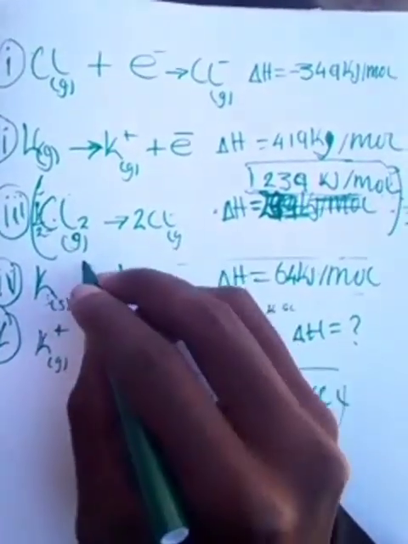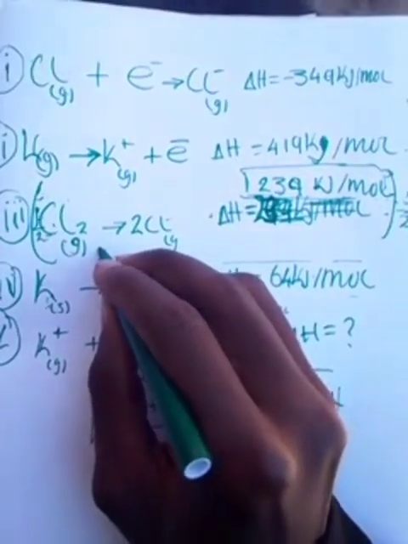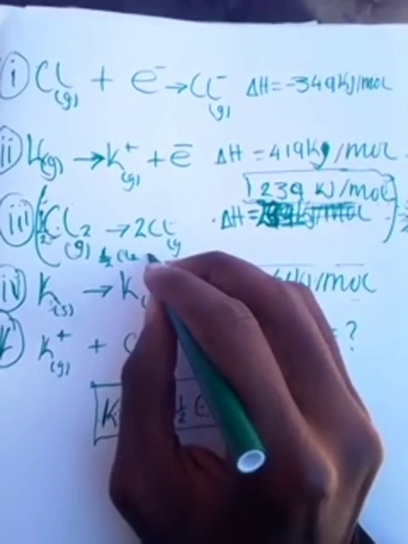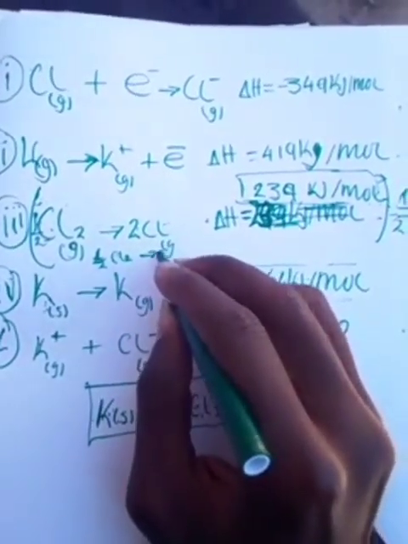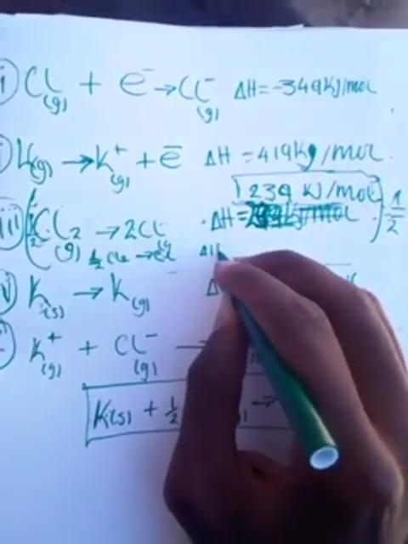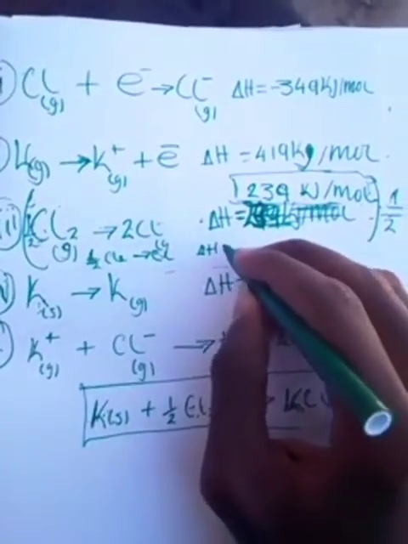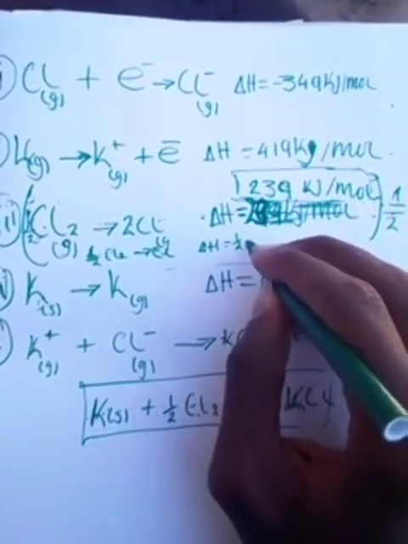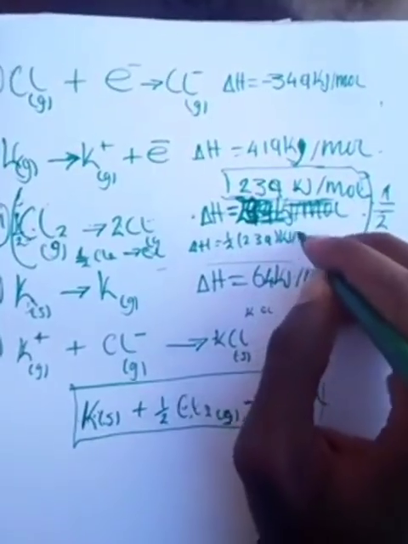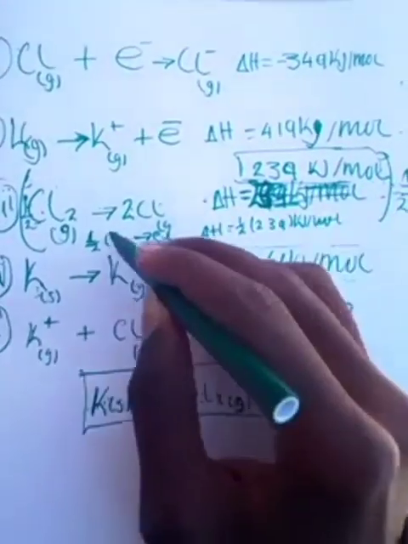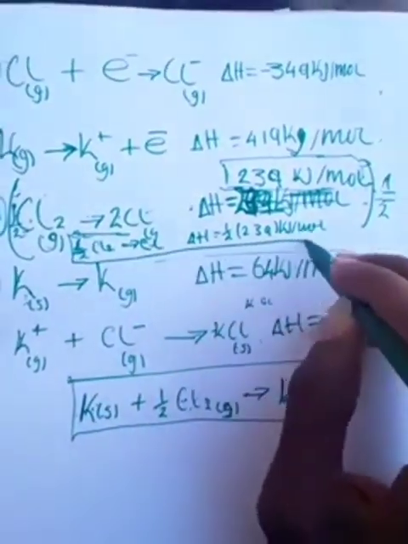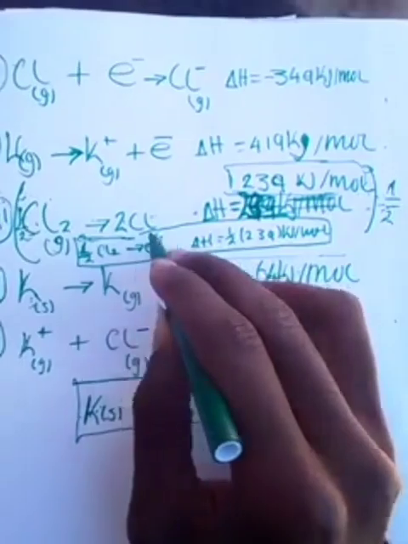Let me try to look for some space. It's going to be something like 1 over 2 Cl2, and this one, the 2 is going to go, they're just going to be Cl. And the new energy for this reaction is going to be whatever you get when you say 1 over 2 times 239 kilojoules per mole. I'm just trying to show what the new equation is going to look like. So this is what we're going to consider.